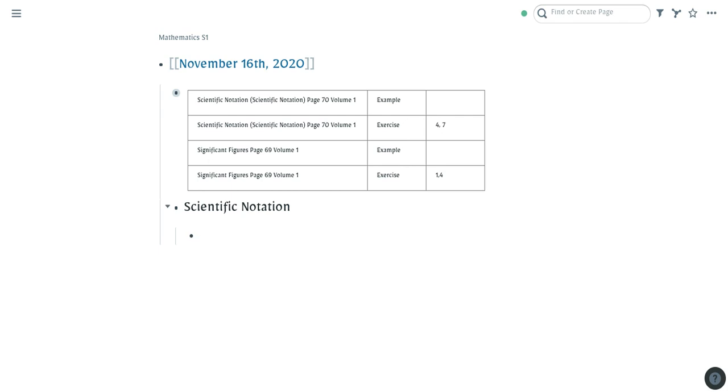Right, so scientific notation can be called standard form. Anyone remember what standard form was? Which page on volume one? Page 70.